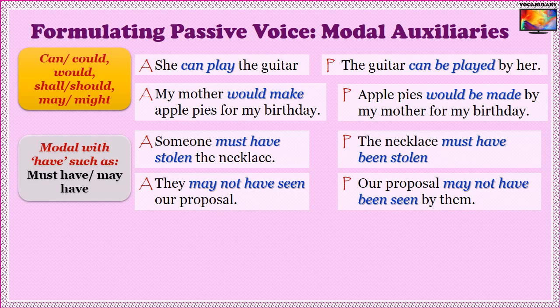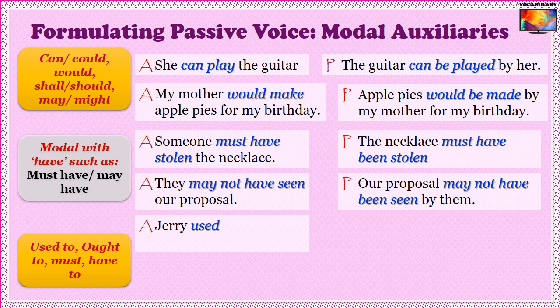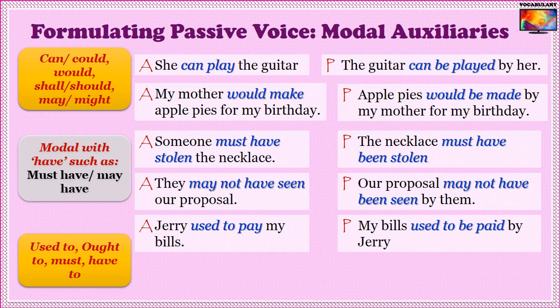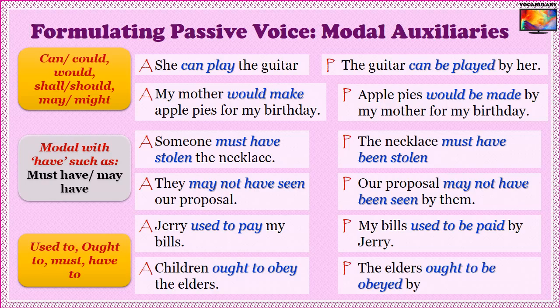Then there are certain phrases such as used to, ought to, have to, etc. which function as modals. We form the passive in the same way as we do for other modals. For instance, Jerry used to pay my bills. My bills used to be paid by Jerry. Children ought to obey the elders. The elders ought to be obeyed by the children.